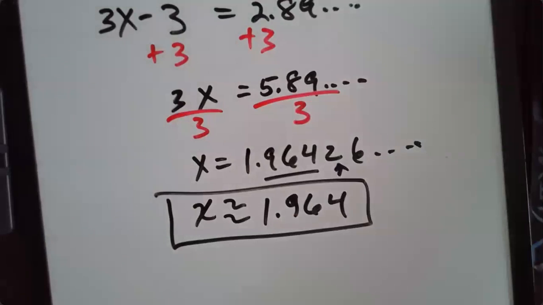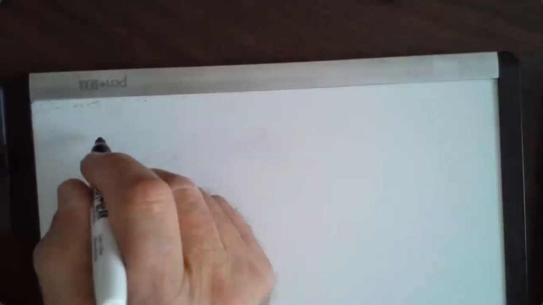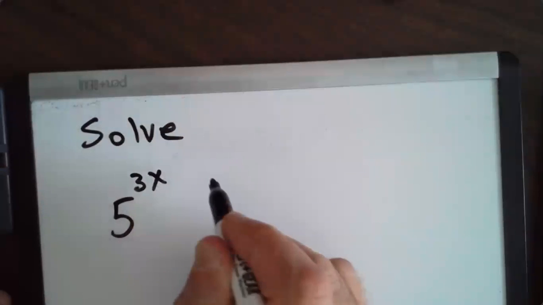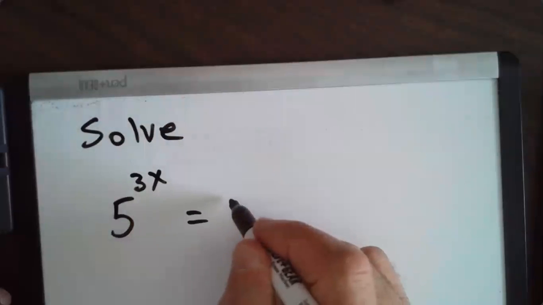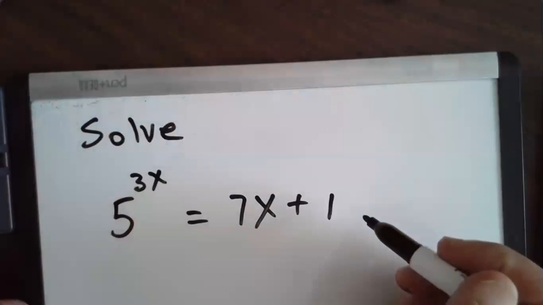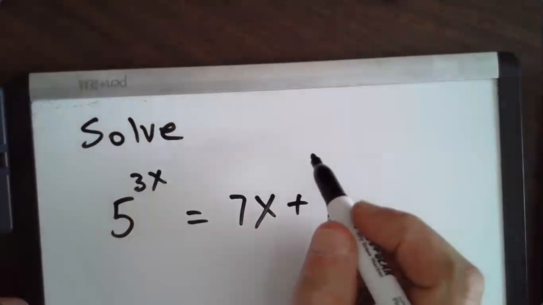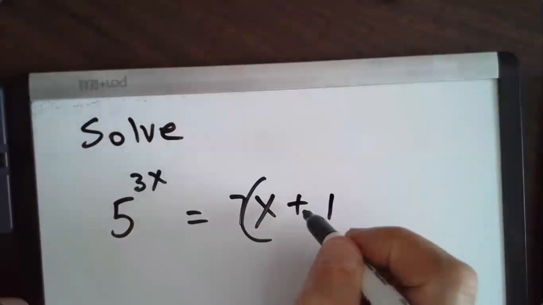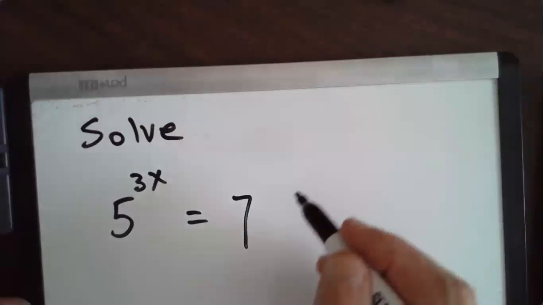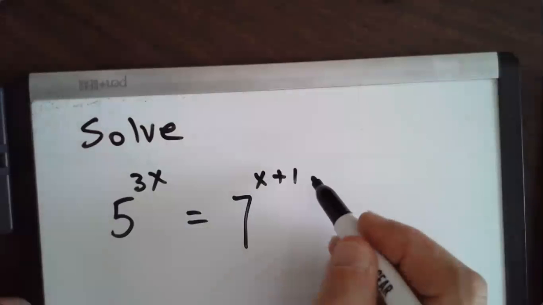Okay, so let's say we have another problem where we have x's on both sides of the equal sign, like this. We want to solve 5 to the 3x power equals 7 to the x plus 1. Oops, this is in parentheses. Oh, wait a minute, no, I'm wrong. Hold on. This is 7 to the x plus 1 power as an exponent.